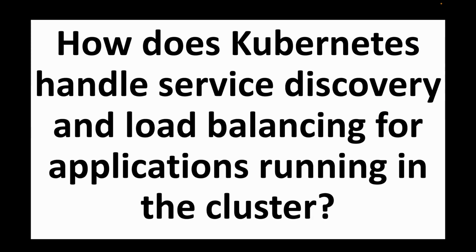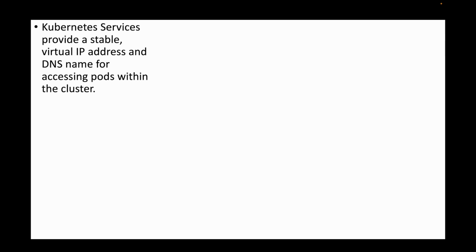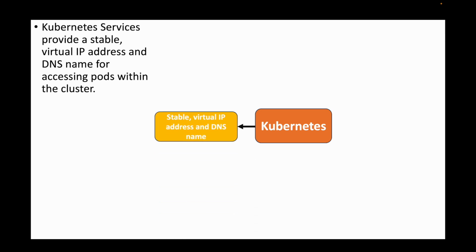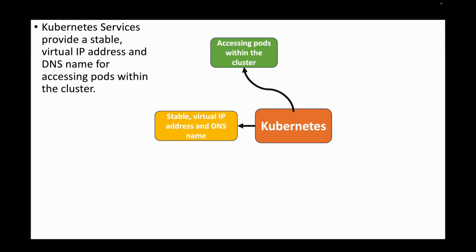The next question we have is, how does Kubernetes handle service discovery and load balancing for applications running in the cluster? So, Kubernetes services is basically what we use to expose the pods within the cluster or outside the cluster. So, if let's say you're running a web application and you want to access that web application, we make use of services, which will expose those pods to access the web application. These services provide us with a stable virtual IP address and a DNS name, which can be used to access the pods running within the cluster.